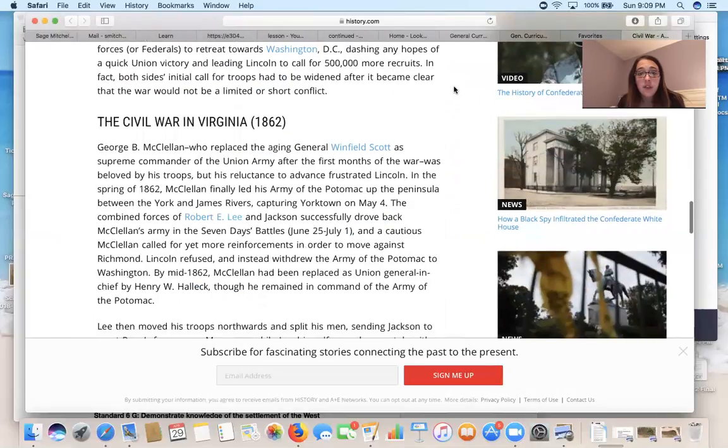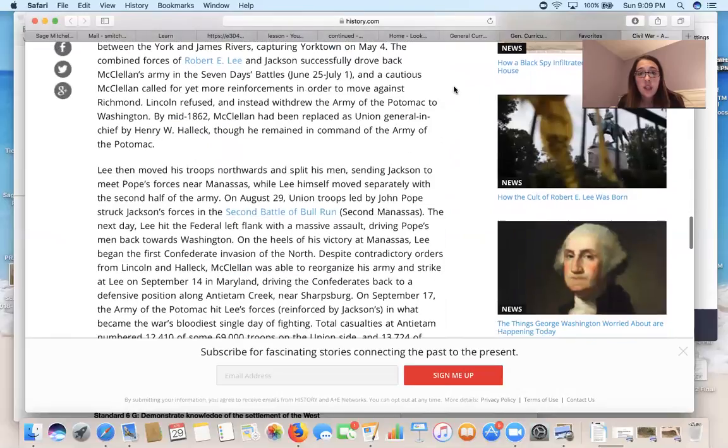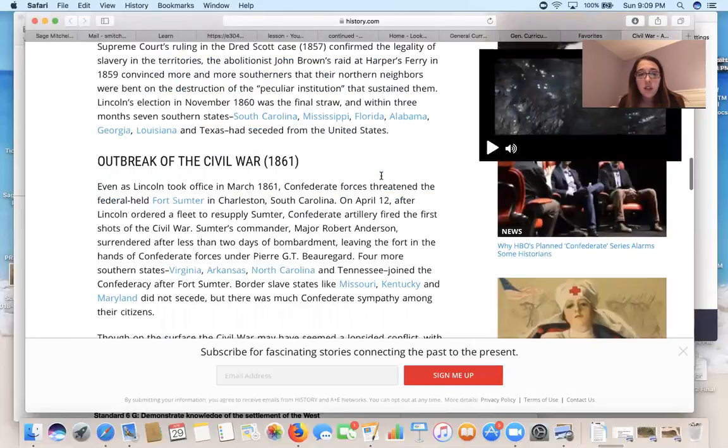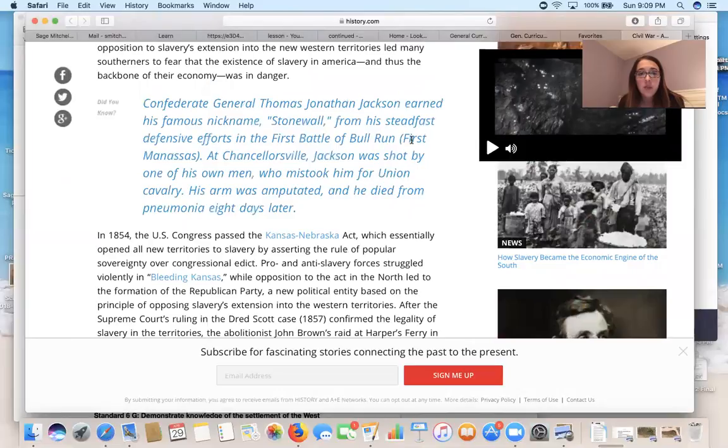There was Civil War in Virginia with Robert E. Lee and Jackson. They successfully drove back the army to go further. See, the first Battle of Bull Run was in Manassas. At Chancellorsville, Jackson was shot by one of his own men, who mistook him for Union cavalry. His arm was amputated and he died from pneumonia eight days later.